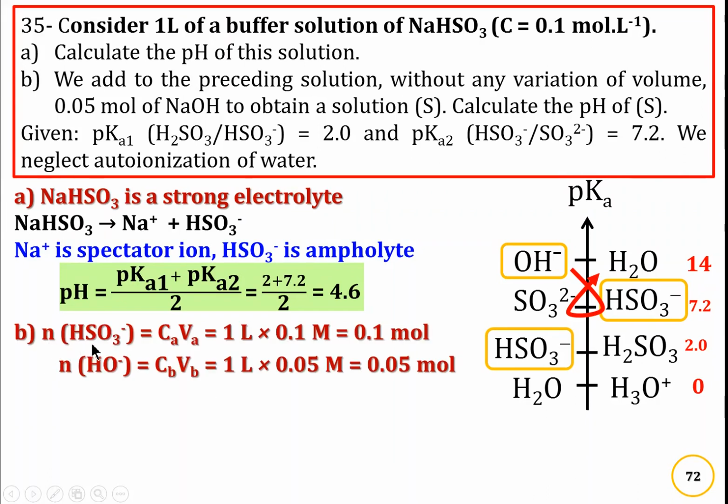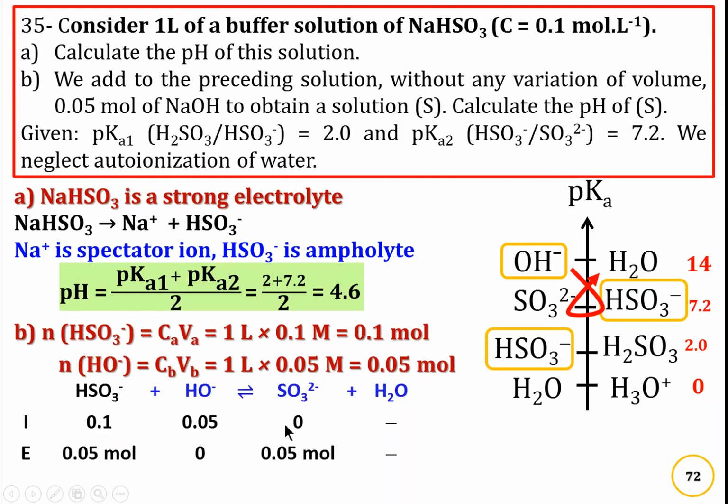So the initial number of moles of HSO3− is equal to the concentration times volume, equals 0.1 mole, and the number of moles of OH− equals 0.05 mole. So we write the reaction, and we construct the table of conversion. At T equals 0: 0.1, 0.05, 0. This reaction proceeds till equilibrium, which is T equals infinity, since K of the reaction equals 10^6.8, greater than 10^6, so the reaction is complete.